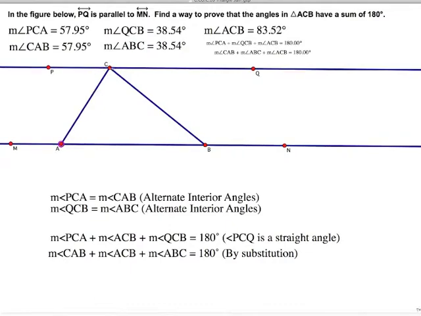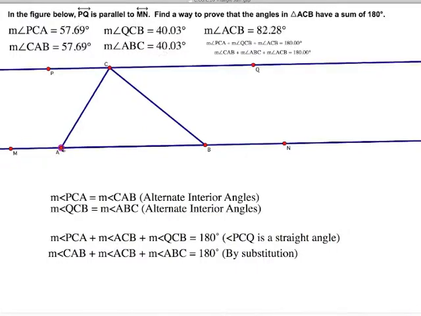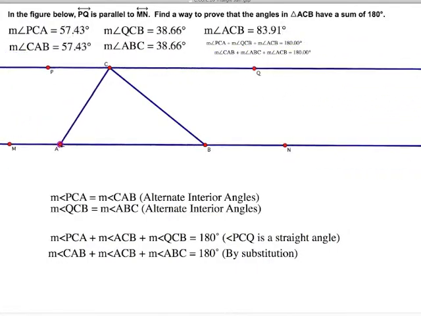Now, instead of thinking of CA as my transversal, I can think of CB as my transversal, in which case I get alternate interior angles QCB, mentioned above here, and angle ABC, down here. Those two are also alternate interior angles, and they are congruent. You can see here that I've written out that the measures of them must be the same, which means that they're congruent because of alternate interior angles. And again, as I move these, you'll see that the numbers are changing, but that they are remaining the same.